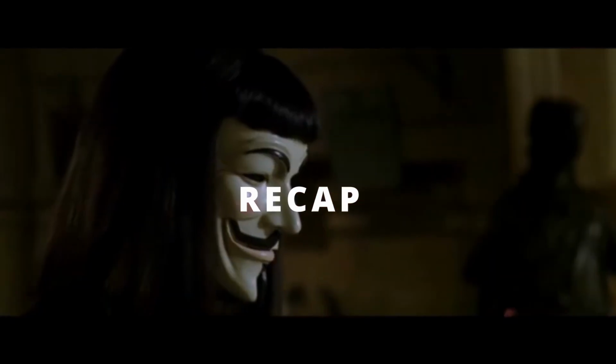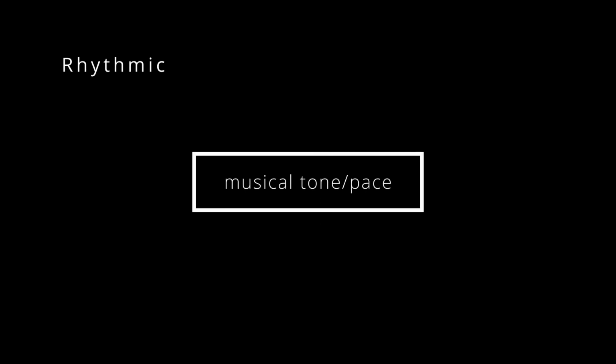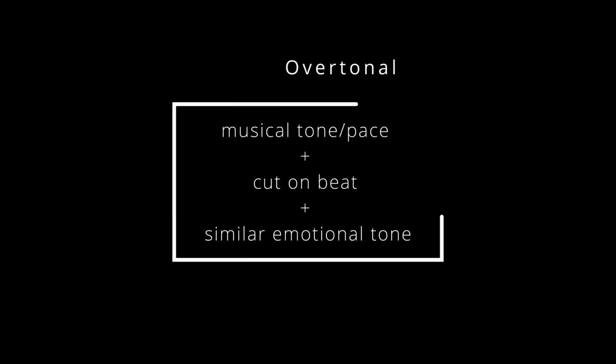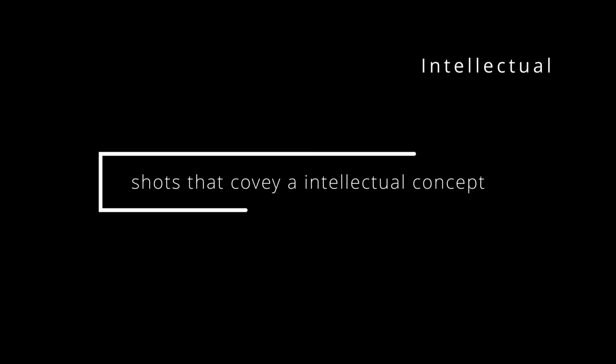Now, let's do a recap of everything we learned today. We went over rhythmic, metric, overtonal, and intellectual. Rhythmic is the musical tone. Metric is cutting on the beat. Overtonal is both rhythmic and metric and also conveying a similar emotional tone throughout the montage, different shots. And finally, intellectual was doing an intellectual concept between shots, making it more powerful by combining those shots.